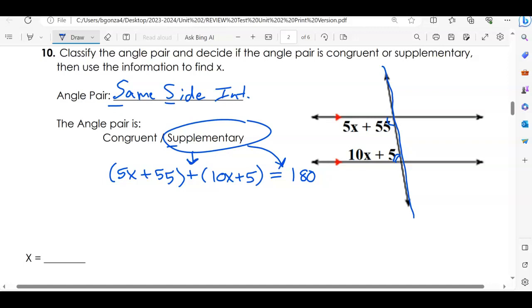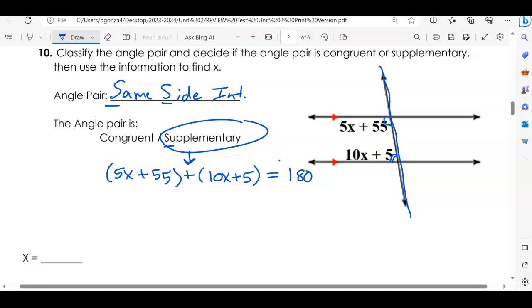All right. Let me get my pen to work. Give me a second because my pen. All right. Now, we can do some math.